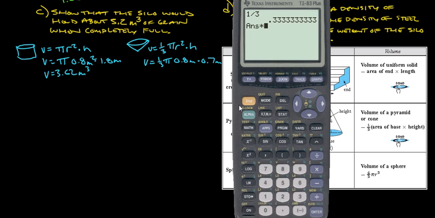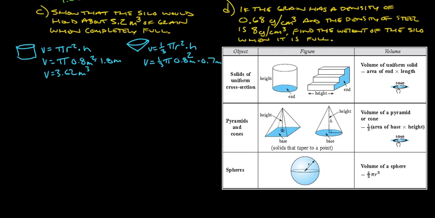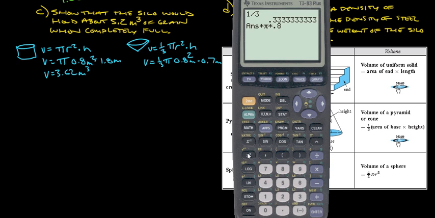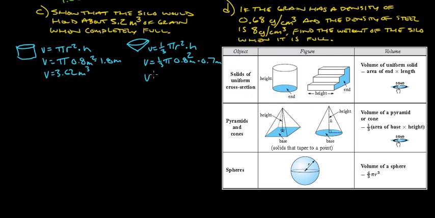Okay, so turn our calculator back on, we calculate that one, we get 1 divided by 3, times pi times 0.8, and this was squared, and then times 0.7, right? And that gives us 0.47. So volume equals 0.47 cubic meters. And then the last part is the sphere.